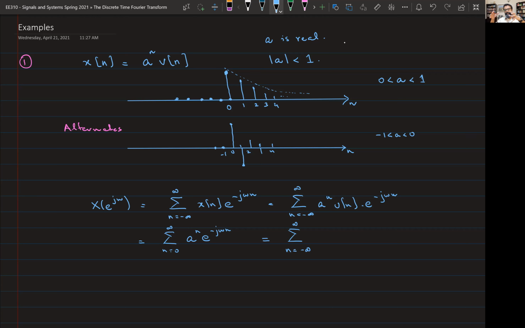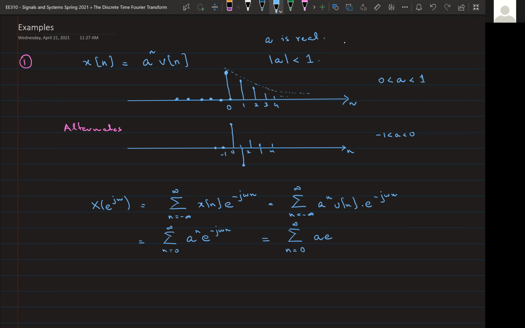Can I write this as something whole raised to power n? That's a geometric series, right? So can I write this as something whole raised to power n? Given this, you should be able to do this, right? So is this something whole raised to power n?